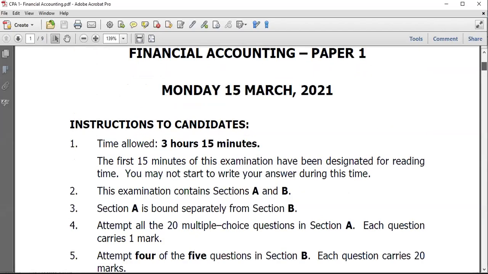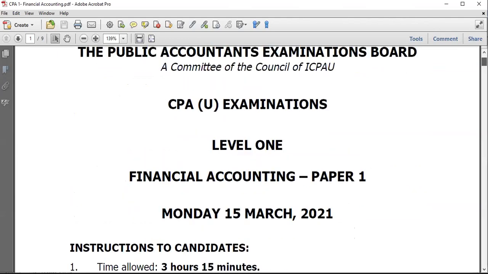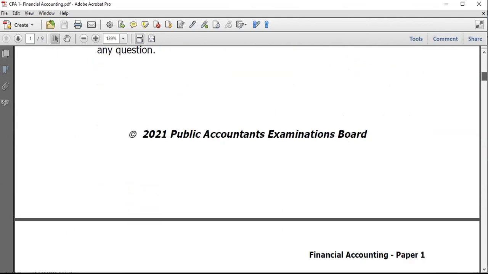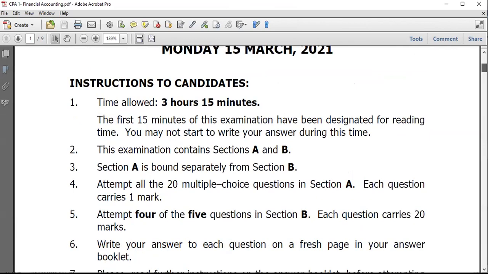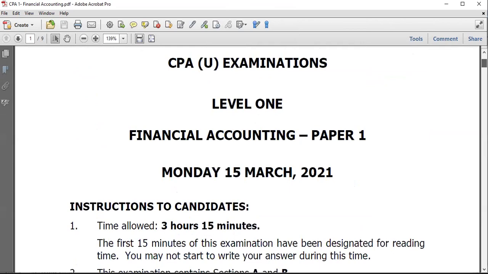Okay, so welcome to yet another class of financial accounting, where we try to look at different aspects that help you to prepare for the coming exam. So we have a paper here.